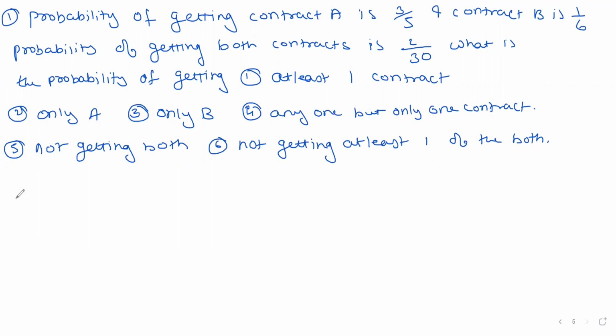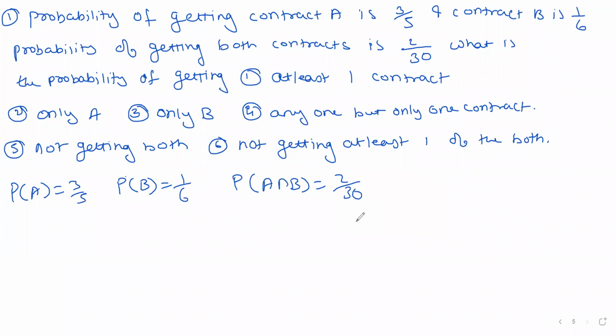Now, they have said that probability of getting contract A is 3 by 5 and that of contract B is 1 by 6 and that of A intersection B is 2 by 30. Now, what is the type of events? What type of events? Dependent, क्योंकि उन्होंने इधर intersection दिया है तो हम लोग उसे dependent consider करेंगे. So first one, at least one contract. When I'm talking about at least one contract, I'm actually talking about A union B. It is A plus B minus P of A intersection B.